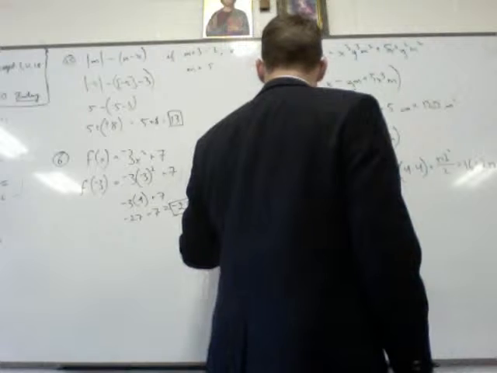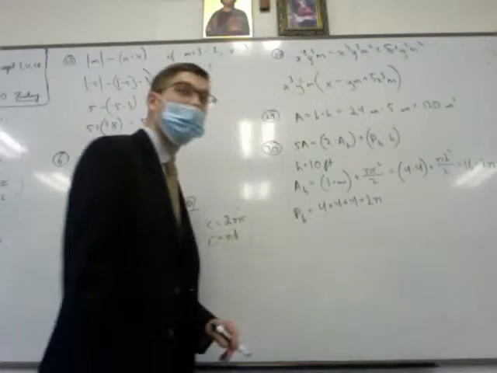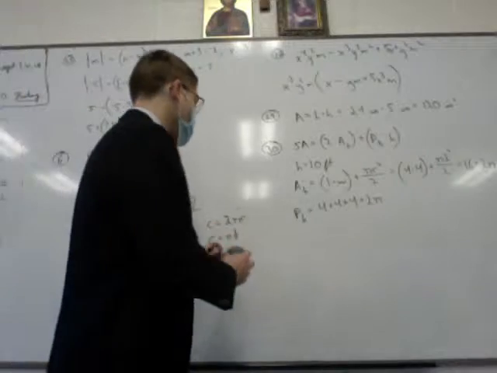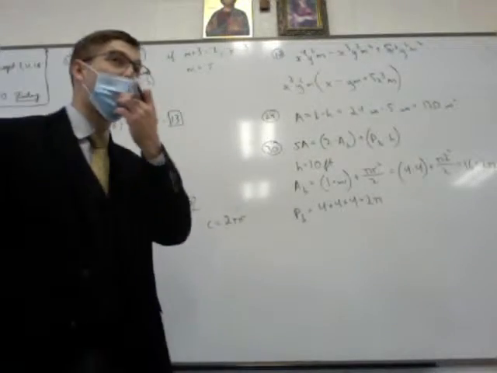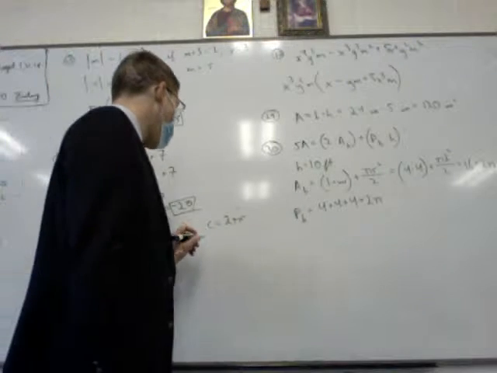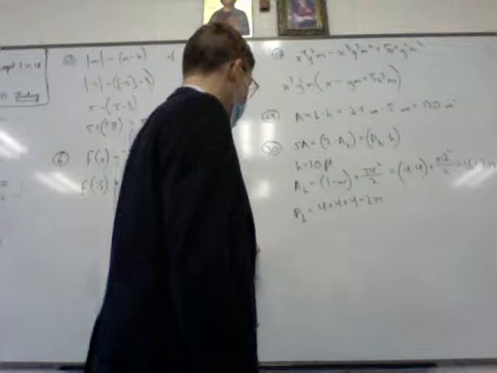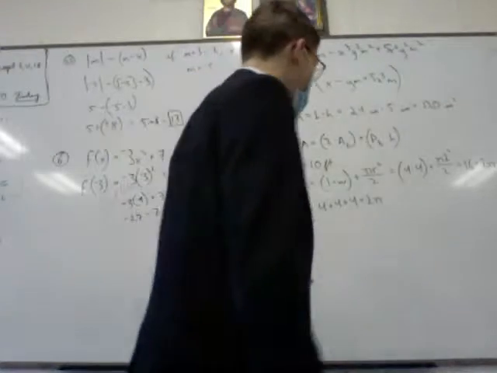Circumference is either 2 pi r or pi times diameter. Let's use 2 pi r because we already have the radius. But it's only a semicircle, right? So we don't want 2 pi r, we want a half circumference, which is pi r. Okay, and what's the radius?